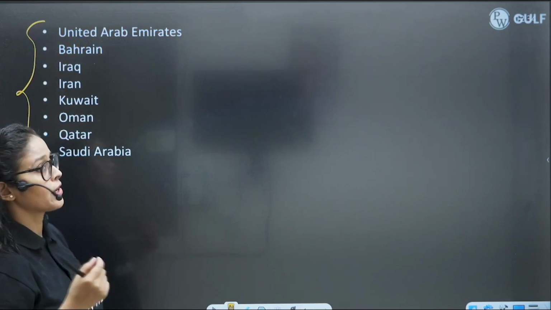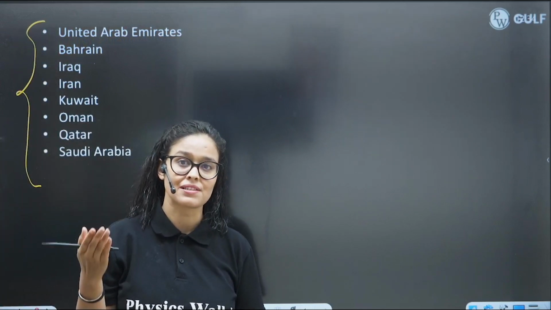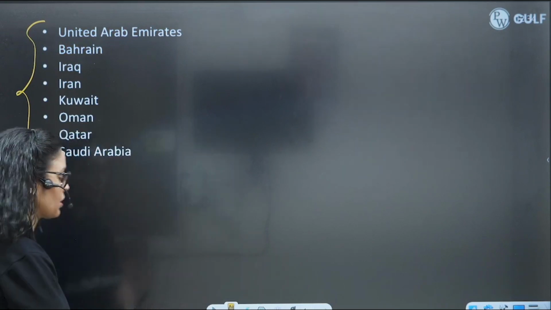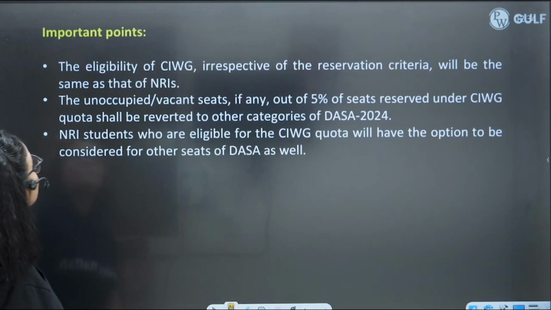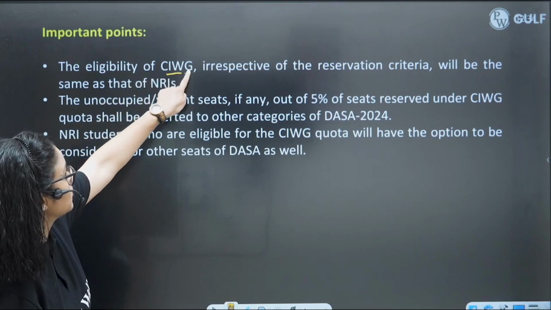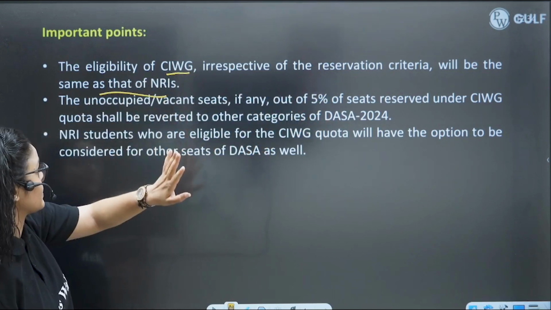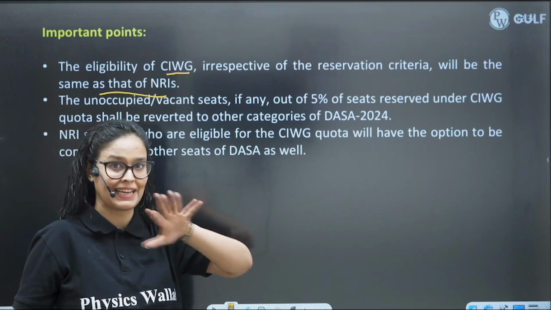So which countries come under the CIWG quota? These. So if your parents are working here and you are studying here and you want to apply for the DASA scheme, you are getting some benefits, some quota over here. So an important point: the eligibility of CIWG, irrespective of the reservation criteria, will be the same as that of NRIs, right? Everything will be the same for CIWG.